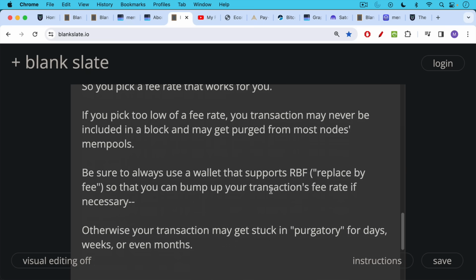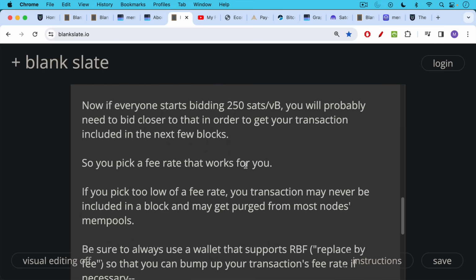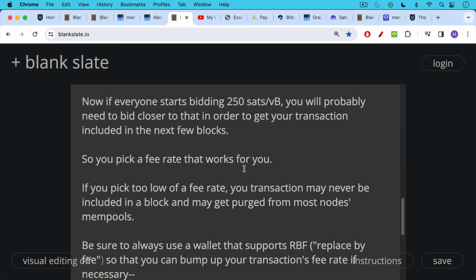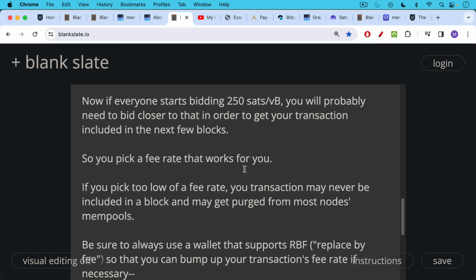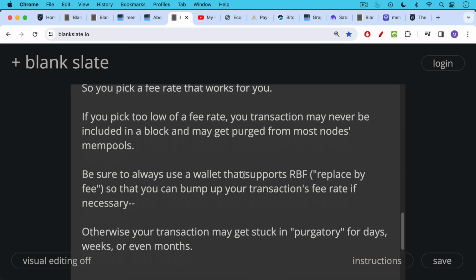Be sure, and this is something I should probably make a complete video about, but I wanted to just mention it in passing here, be sure to always use a wallet that supports what's called RBF, replace by fee, so that you can bump up your transaction's fee rate if necessary. So if, for example, you put out a transaction at 200 sats per vbyte and all of a sudden rates spike to 250 sats per vbyte and you still really need to get that transaction done, what RBF allows you to do is to use another UTXO or some other Bitcoin to pay for a higher fee or to pay for that difference, so your transaction is not just left hanging in purgatory.